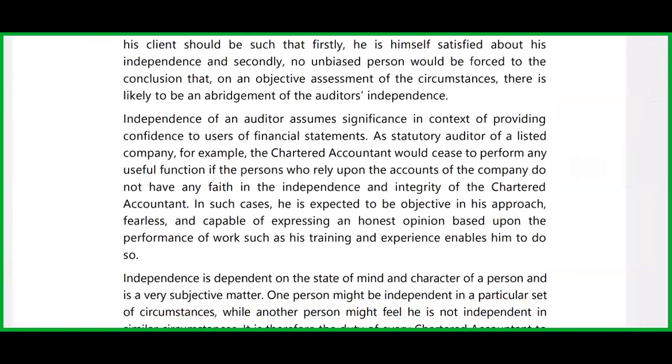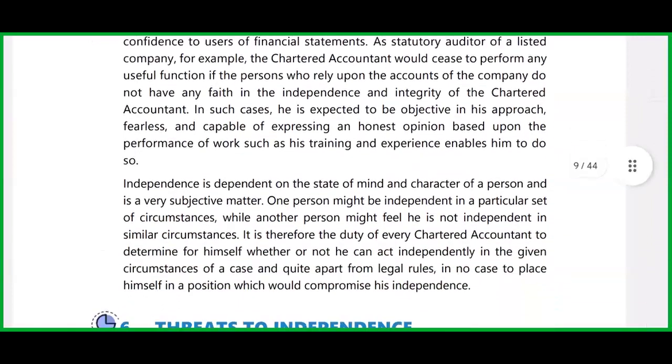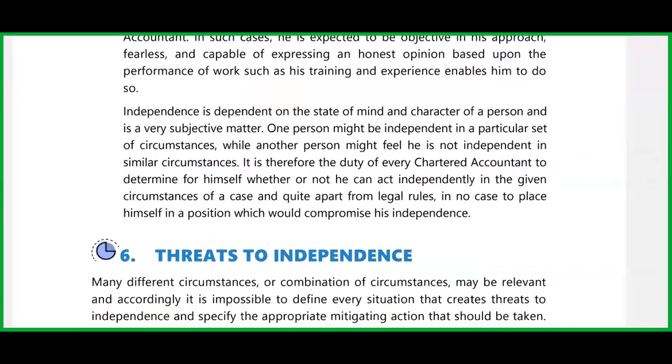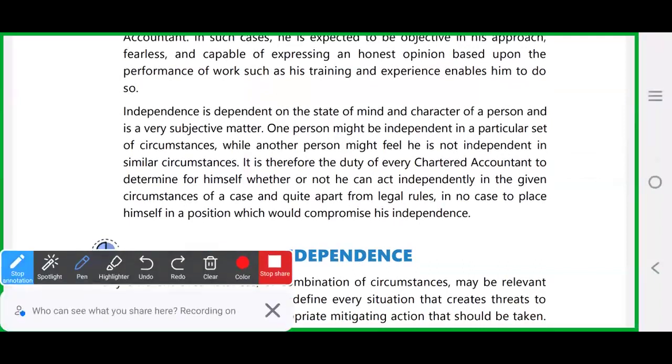In this case, the auditor is expected to be objective in his approach, fearless, of honest opinion, and independence is dependent upon state of mind and character of a person. So one person might be independent in a particular set of circumstances, wherein another person might feel he is not independent. So it is a subjective perspective. But auditor should behave in such a manner that in no position he would compromise his independence.